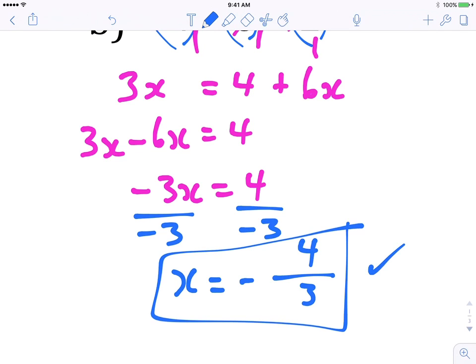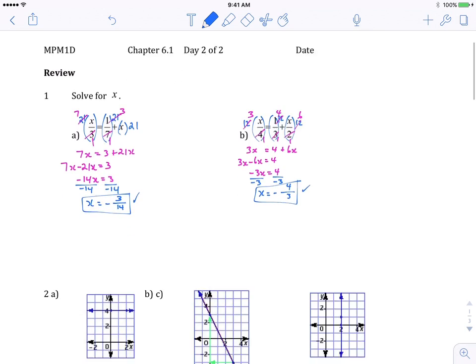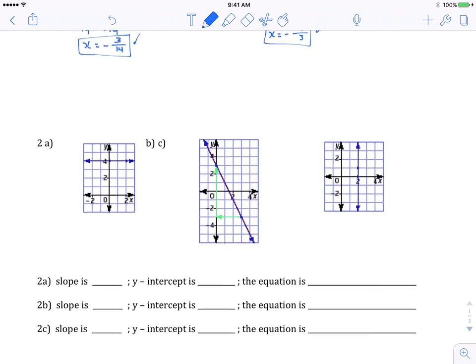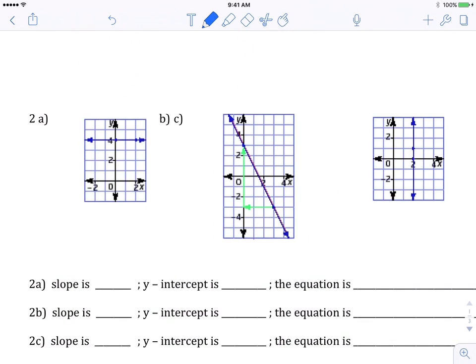And that's it. All right, another recap of last lesson is looking at horizontal lines and vertical lines. So you'll notice here there is a horizontal line running through 4. You'll notice in this question we have a vertical line running through 2, and then we'll deal with the middle one in a moment.